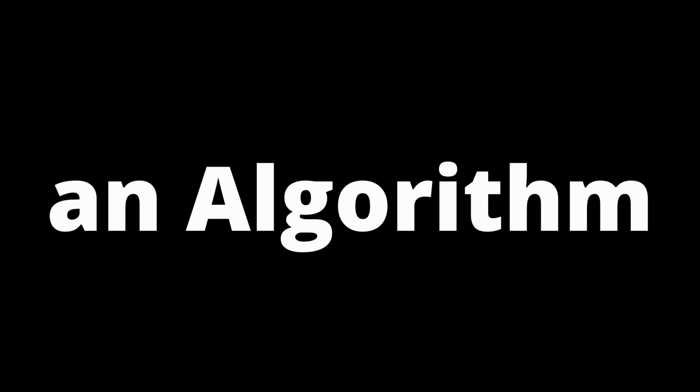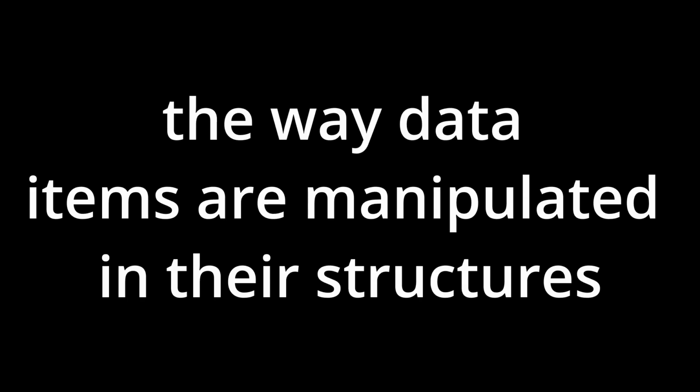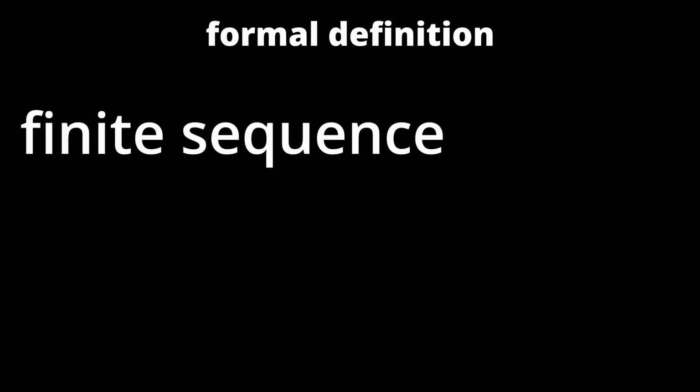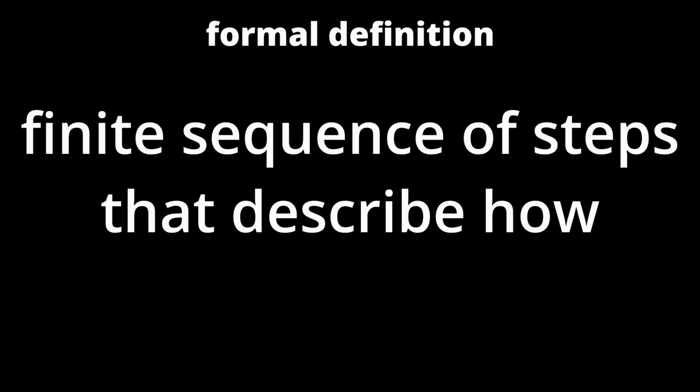Let's move on to the algos now. An algorithm is a way of life of a group of people. I'm sorry, scratch that. That's what culture is instead. Let's take it again. An algorithm refers to the way data items are manipulated in their structures. This could be inserting new data items, searching for an item, or sorting items. More formally, an algorithm can be defined as a finite sequence of steps that describe how to solve a problem.